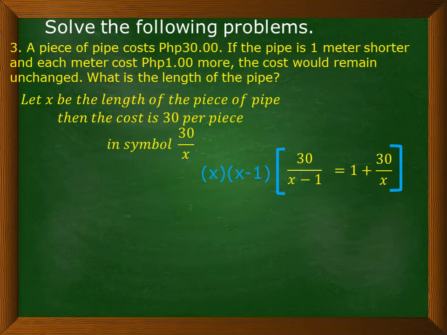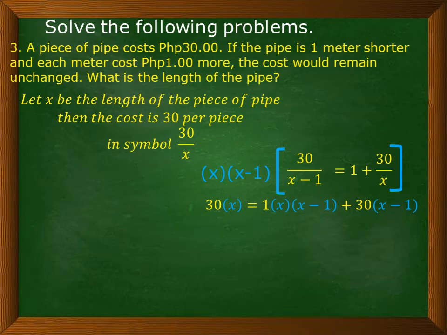Then, how to multiply that? In the first fraction, 30 over x minus 1, or rational expression, you just need to multiply 30 by x because x minus 1 over x minus 1 is simply 1. So it will be canceled out. So this is now 30 times x equals, at the right side you have 1. So 1 doesn't have denominator. So all the LCD will be multiplied to it. So 1 times x minus 1.